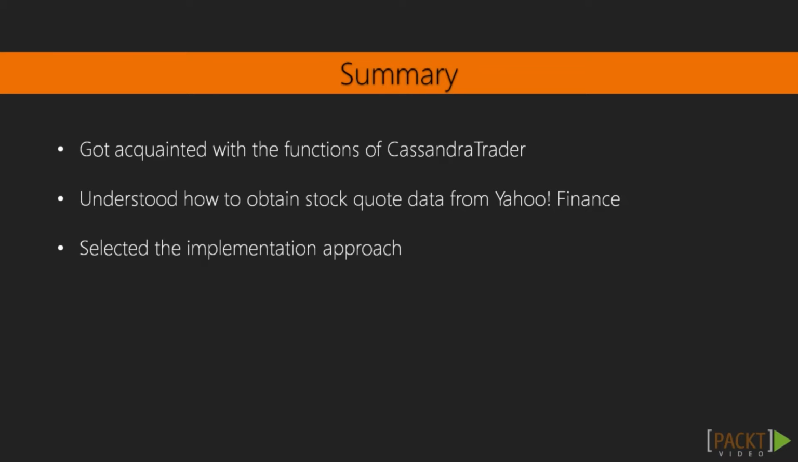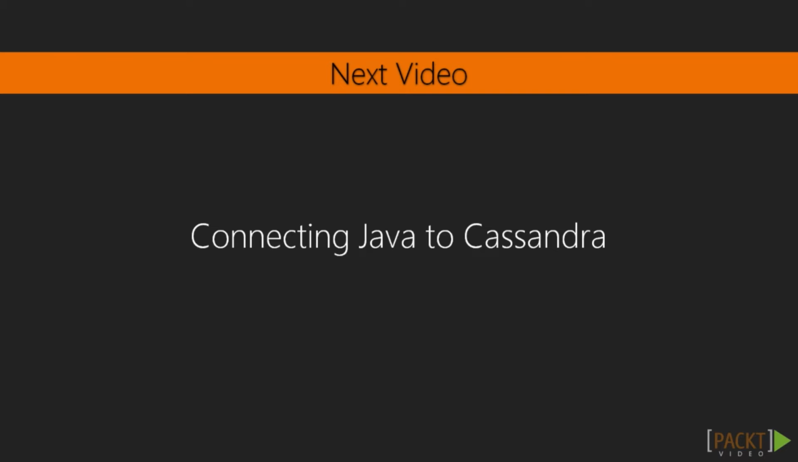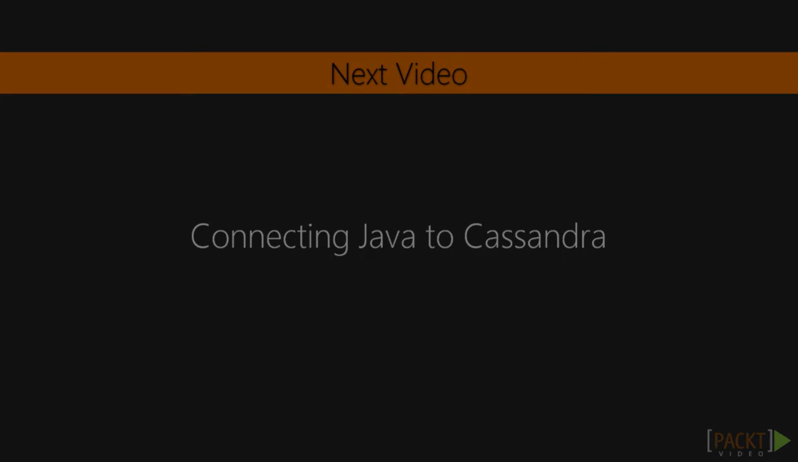We now know the functions of Cassandra Trader that we're going to build. Moreover, we learned how to obtain historical prices from Yahoo Finance. We also drafted out the implementation approach of developing Cassandra Trader. Next, we'll look into how to set up the development environment and connect Java to Cassandra.